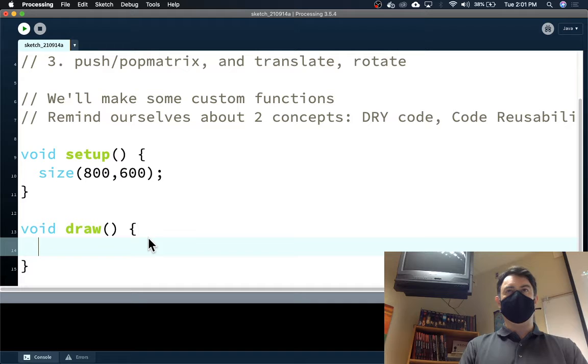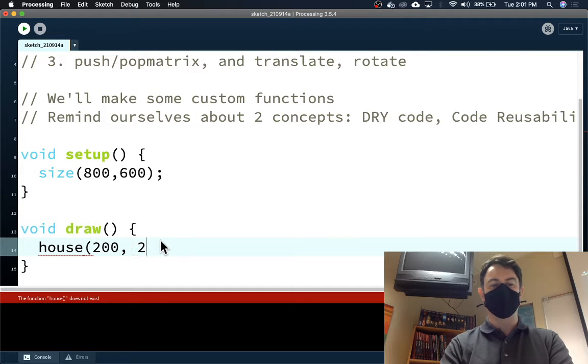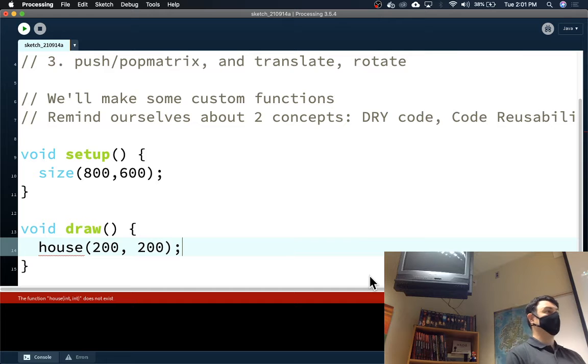And let's go ahead and make ourselves a function. I wish there was a function that would draw like a house. Like I just want to be able to say like house and be like, I want my house at like maybe 200, 200. Go. And it would just make a house. We got a line function and a rect function and a triangle function and an ellipse function. Why don't we have a house function?